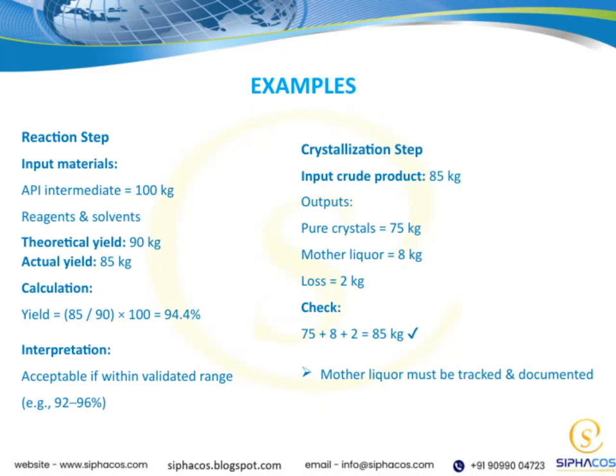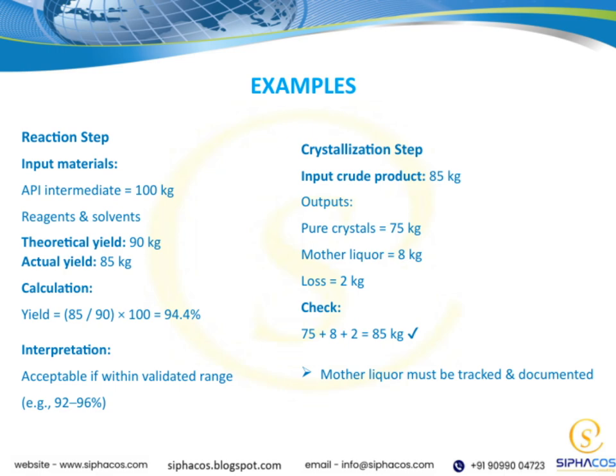In this slide, we're looking at the crystallization step. So we start with an input of 85 kilograms of crude product. The goal here is to recover the pure crystals, which in this case amount to 75 kilograms. Along with that, we have the mother liquor, which weighs 8 kilograms and a small loss of 2 kilograms. It's important to verify that these numbers add up correctly. So if you do 75 plus 8 plus 2, you get 85 kilograms, confirming our mass balance is accurate.